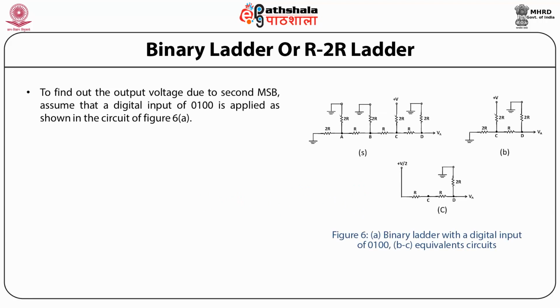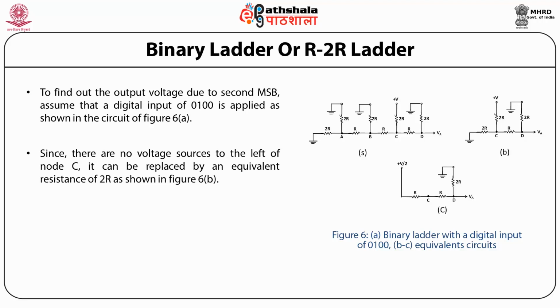To find out the output voltage due to second MSB, assume that a digital input of 0100 is applied as shown in the circuit in figure 6a. Since there are no voltage sources to the left of node C, therefore it can be replaced by an equivalent resistance of 2R as shown in figure 6b.